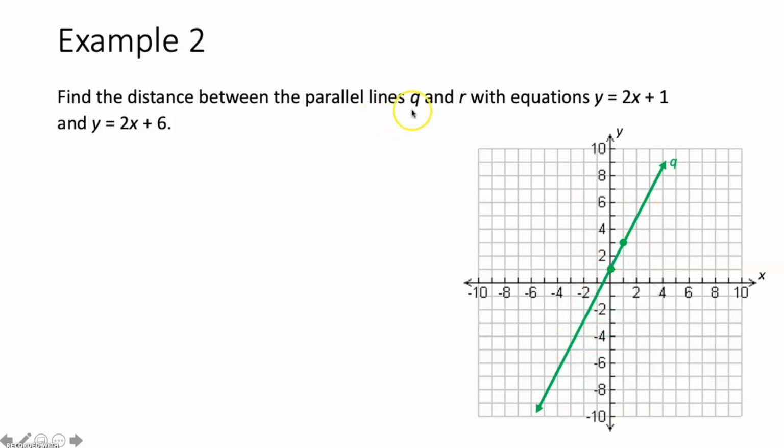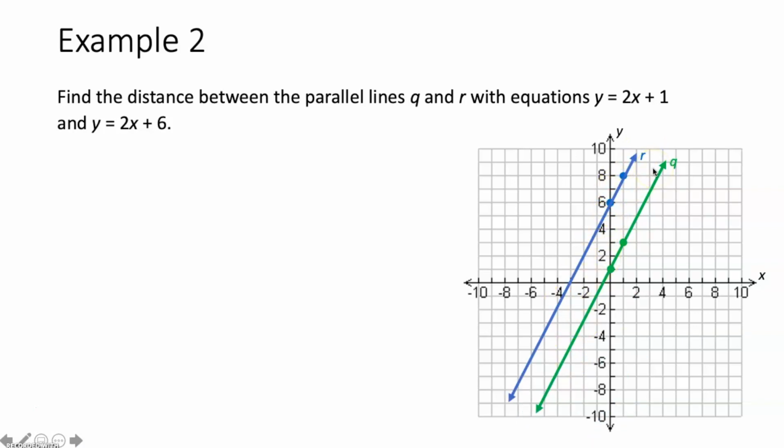That is line Q. Line R has the equation y is equal to 2x plus 6. So that means 6 is its y-intercept. So we go up to 0, 6 and put a point. That's the y-intercept. It also has a slope of 2. That's why they're parallel. So we go up 2, right 1, put a point, draw a line going through those, and that would be line R. We've graphed our 2 lines.